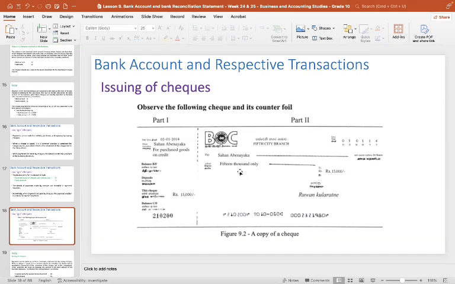Right? Then the amount is 15,000. And this is, I think, Ruwan Kularatna. This is the issuer of the check.